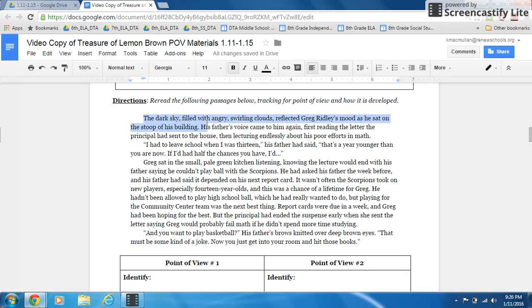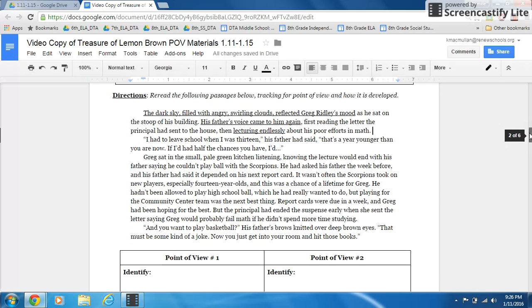I'm going to underline this because we're understanding Greg Ridley's mood or his point of view. We're getting a description of how he's feeling. And then I'm going to underline this. His father's voice came to him again, then lecturing endlessly. Because I think that description of the father is telling us a lot about his character.